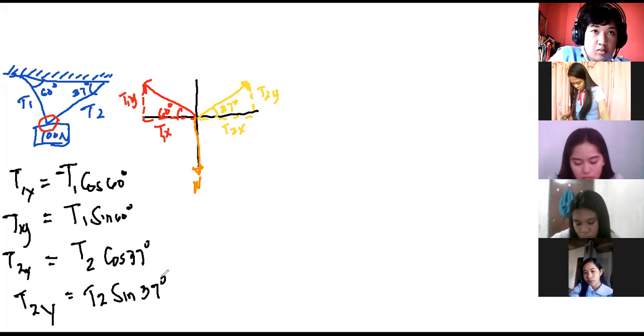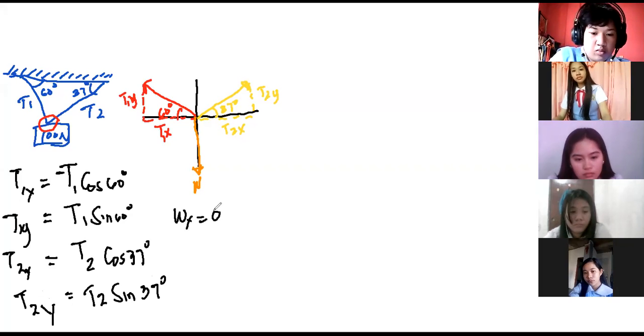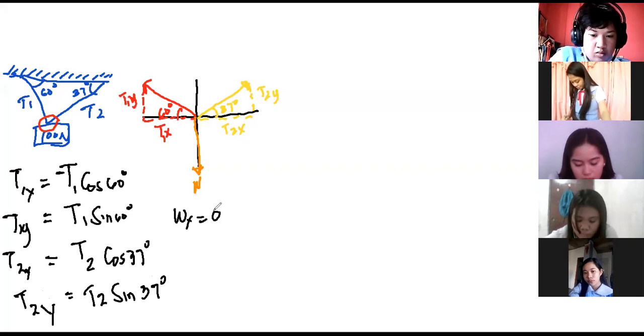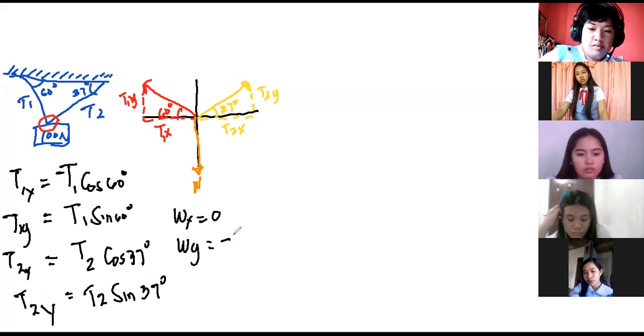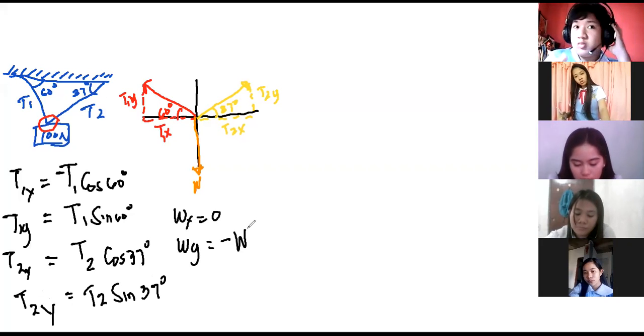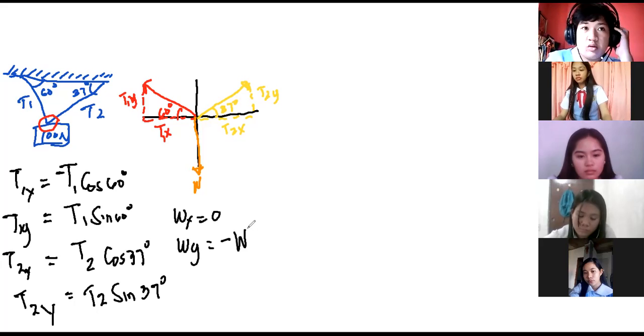Now, how about your weight? Your weight x is 0 because there is no weight moving in the x direction, since all of the weight is moving downward. So it is moving in the negative y direction. Therefore your weight here has a negative sign. Okay, so that is now your summary of your forces in the x and y components.